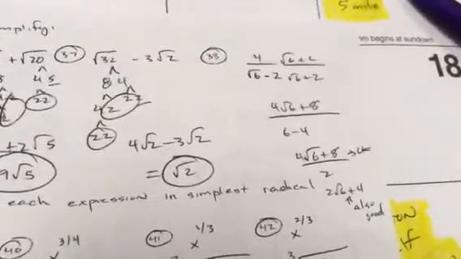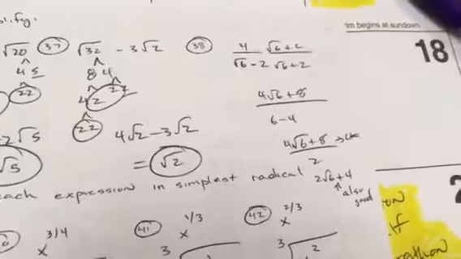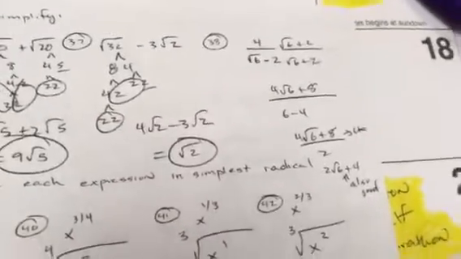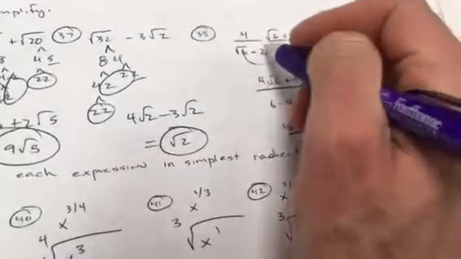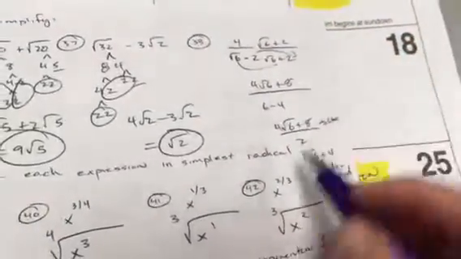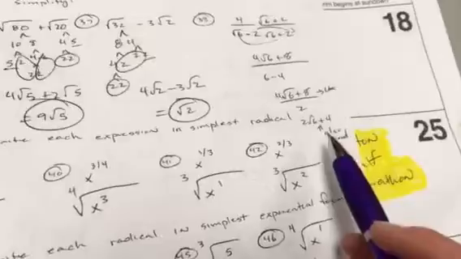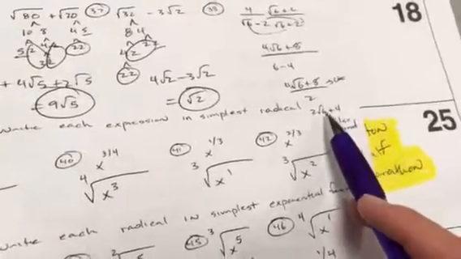Again, you just needed the first and last part of FOIL. Root 6 times root 6 and 2 times 2. All right. Again, right here, root 6 times root 6 and 2 times 2. 6 minus 4 is 2. Again, you can write your answer like that. Everything's divisible by 2. But that 6 on the inside in jail doesn't get messed with.